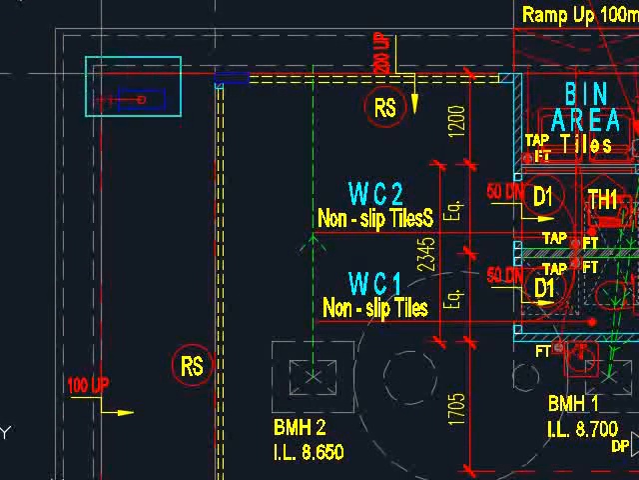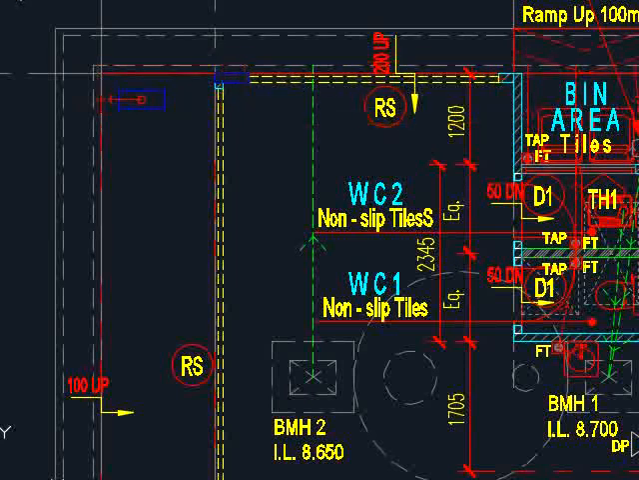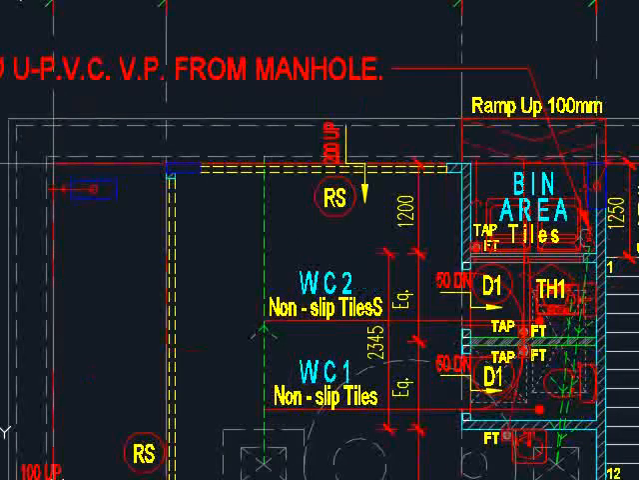This is the offset column that I mentioned. Sometimes due to certain considerations, there are offset columns, in which case you will need to consider how you're going to have the beam laid to connect those columns. Different engineers may have different solutions for this. The bottom line will be the structural stability.